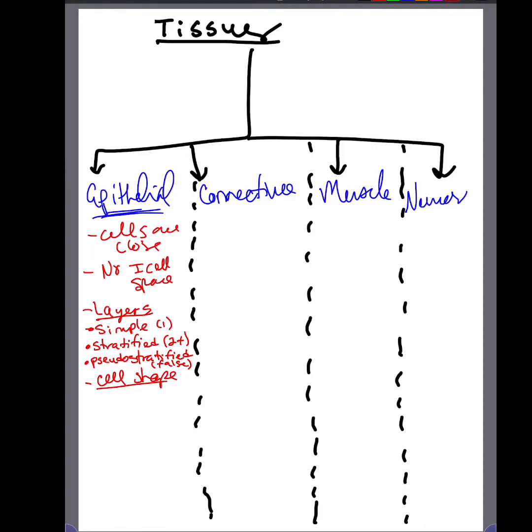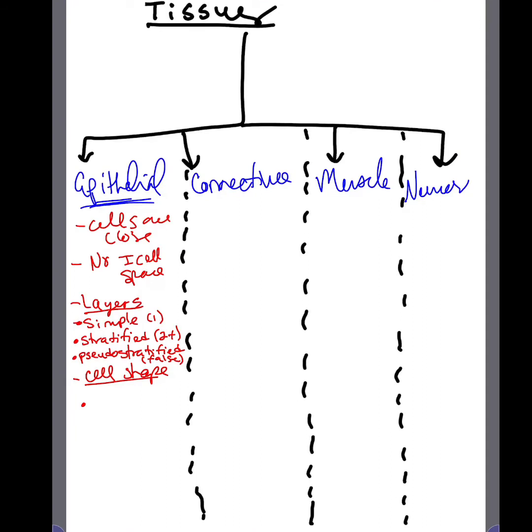In terms of the cell shape, we're gonna have squamous epithelium, which means it's flat in appearance. We're gonna have cuboidal, which means it looks like a square. And we're gonna have columnar, which looks literally just like a column. An additional shape is gonna be the transitional, which means it can change the shape.